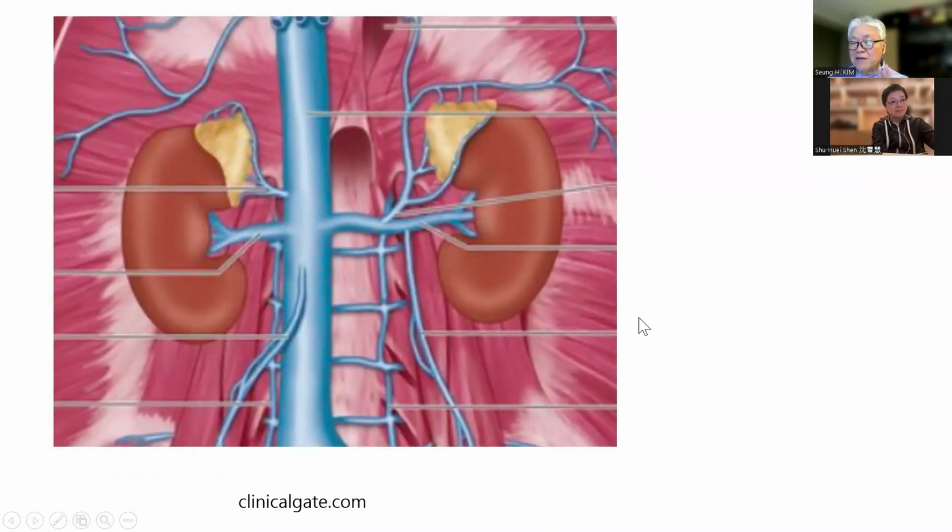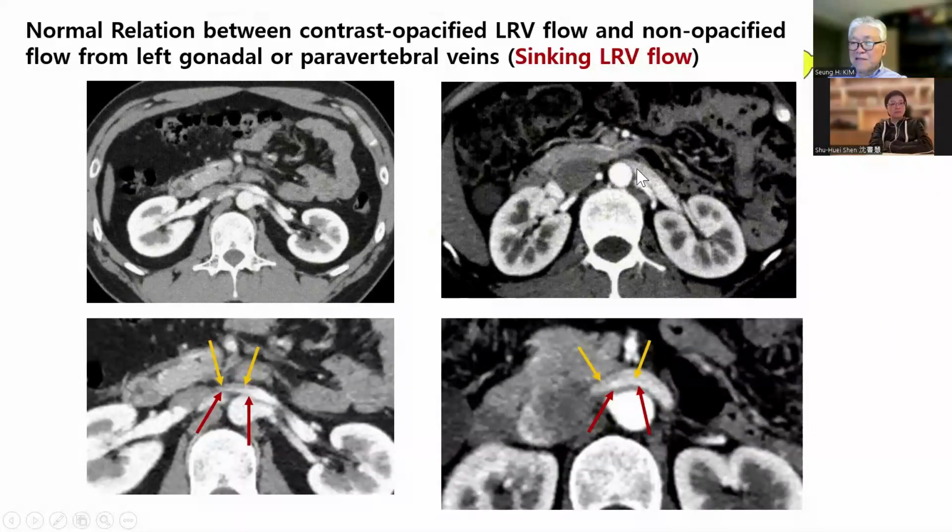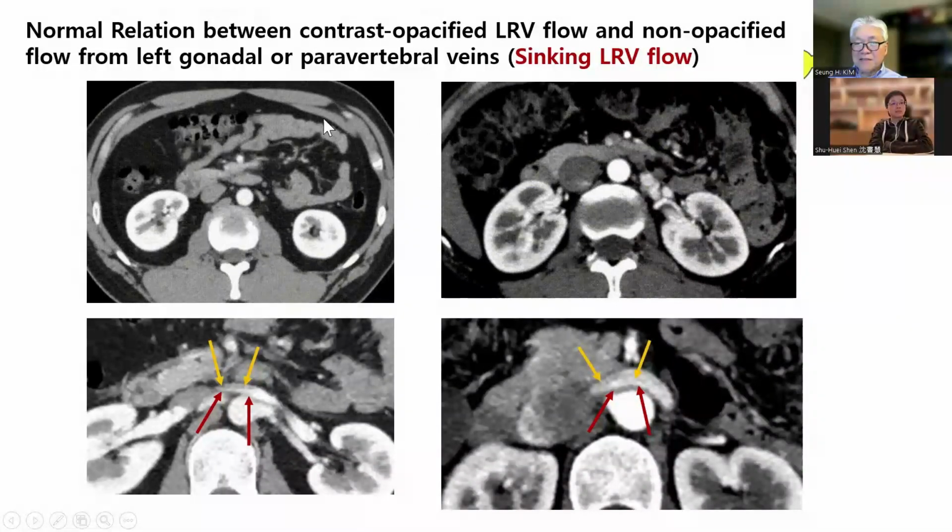And now another very trivial thing we may see at CT is that the left renal vein main flow is here, but there are a lot of collaterals connected to here. So in CT scan, we can see the contrast opacified blood from the left kidney, and also contrast non-opacified blood from the tributary veins. That might be helpful in detecting Nutcracker phenomenon in some cases.